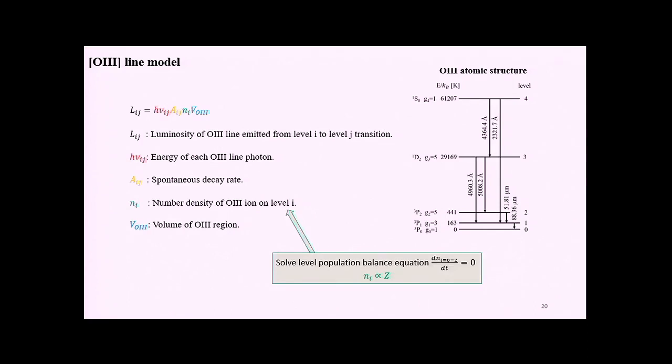To solve for the N term, we can derive it through the level population balance equation, where we assume that the abundance of O3 ions in all the fine structure energy states doesn't vary with time. And in this step, by definition, the abundance of O3 ions will be proportional to the gas phase metallicity.